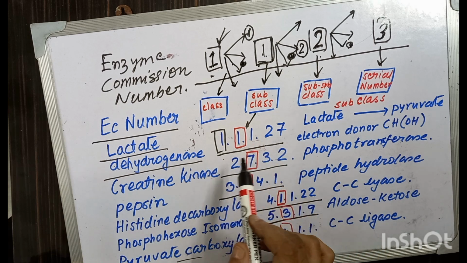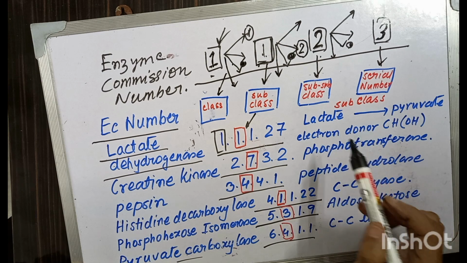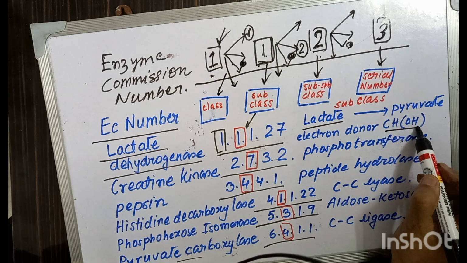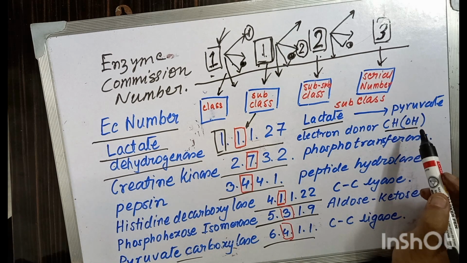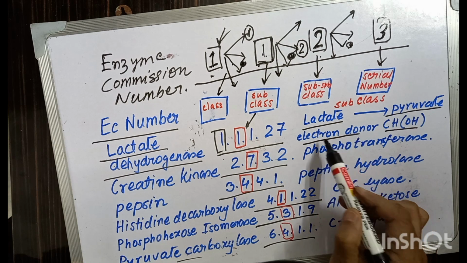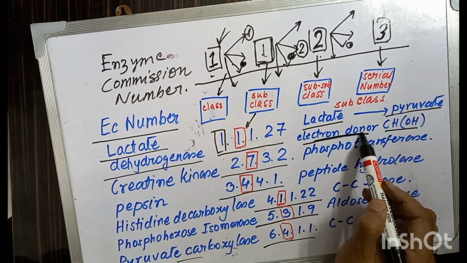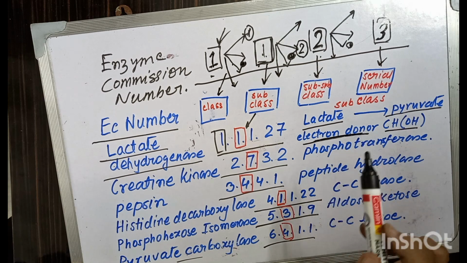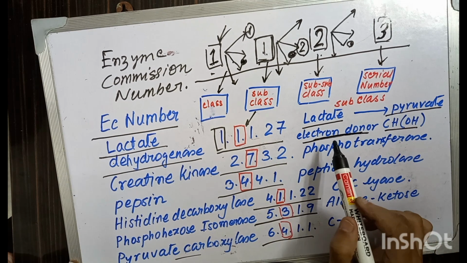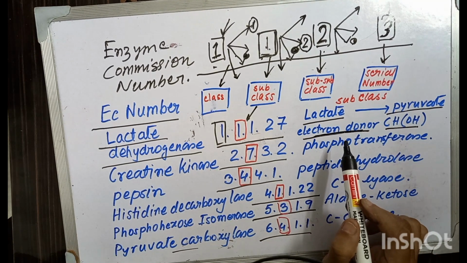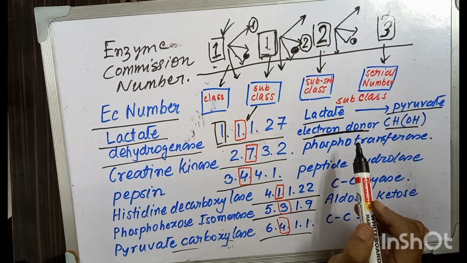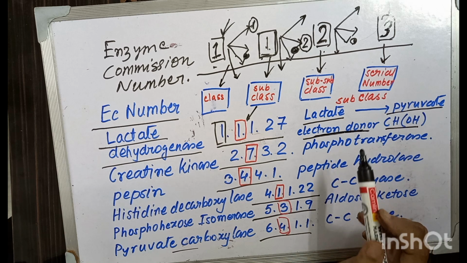You don't have to remember this number, but you have to remember the action a little bit. From the electron donor group of CHOH, it is removing 2 hydrogens to form pyruvate. So the electron donor group becomes very important for oxidoreductases. Within the oxidoreductase class, there are different subclasses according to the electron donor groups. The electron donor groups may be CHOH, an aldehyde or a ketone group, carbamino groups, or heme groups.